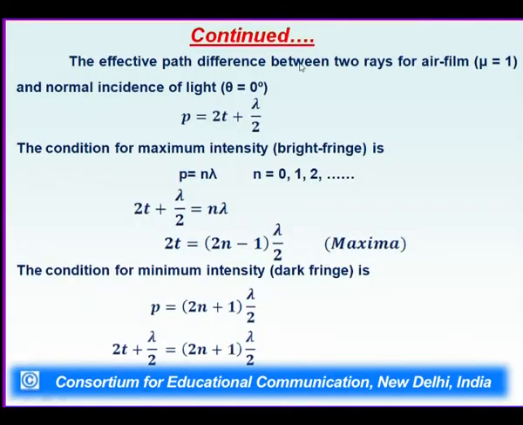Now the effective path difference between two rays for an air film, where mu is equal to 1, and normal incidence, where theta is equal to 0 degrees, is P is equal to 2t plus lambda by 2.